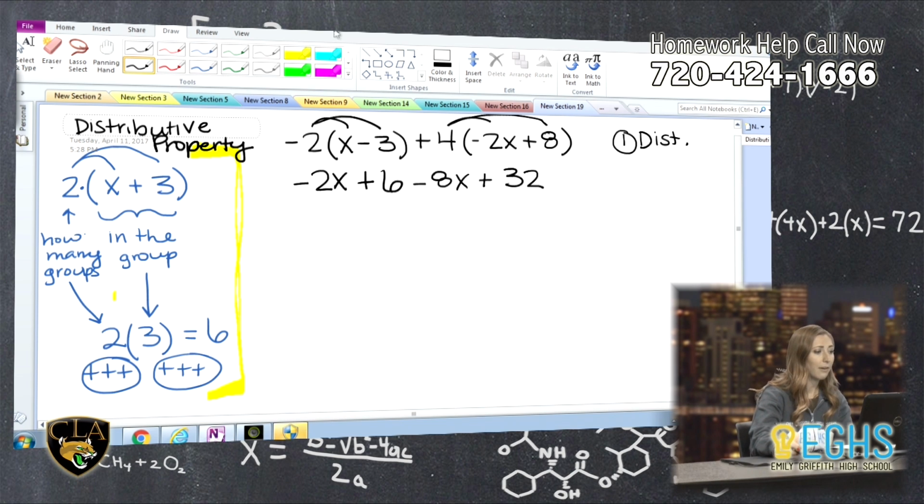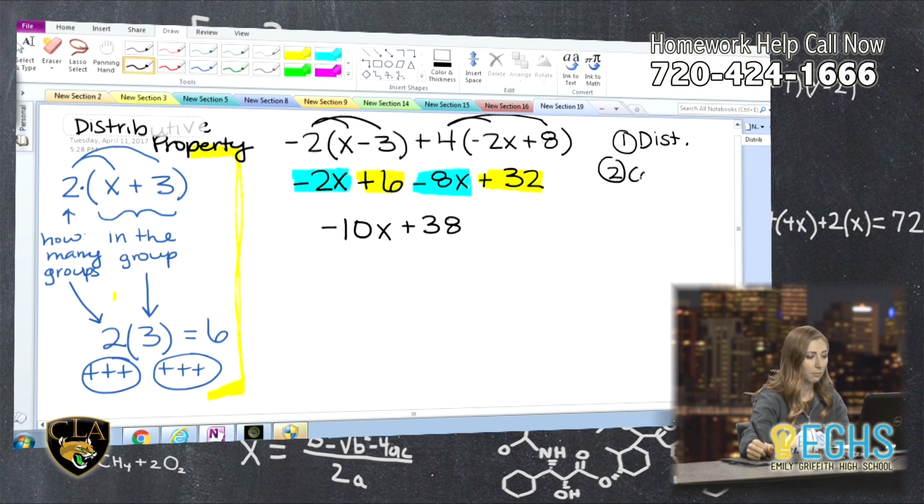Now at this point I want to combine like terms, and because of time on the show I'm not going to explain this in depth, but what makes something like terms is if it has the same variables and powers. If you look over here, I've got a -2x and I have a -8x. Those are the two terms that have the same variable. So we're going to put those together to give us -10x. And then I've got a +6 and a +32 that I'm also going to put together, which is going to give me +38. So that would be my second step, to combine like terms.